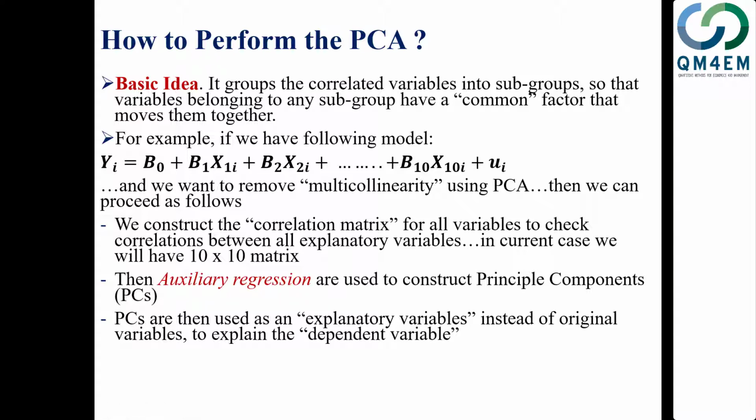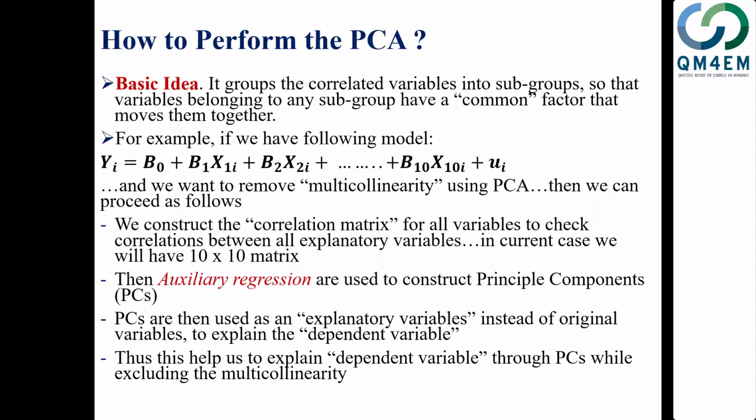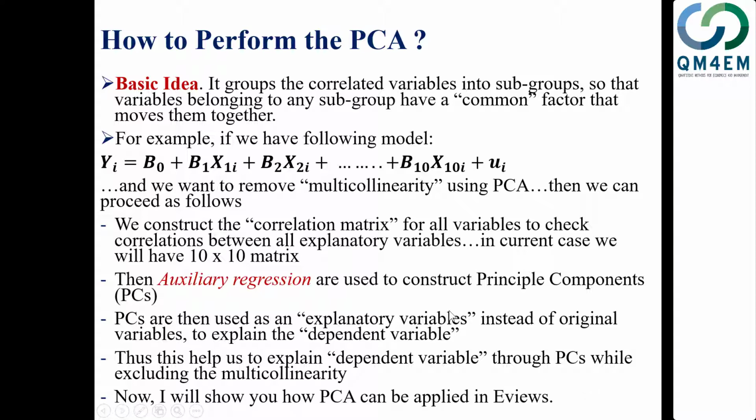Let's say I call these factors PC1, PC2, PC3 and so on: principal component 1, principal component 2. I will replace the x's with the principal components and run the model. That would solve the problem of multicollinearity through principal component analysis. Thus we explain the dependent variable yi with the help of PCs instead of x's, and these PCs are not multicollinear with one another. I will show you how we can apply that in eViews. So let me quickly do that.